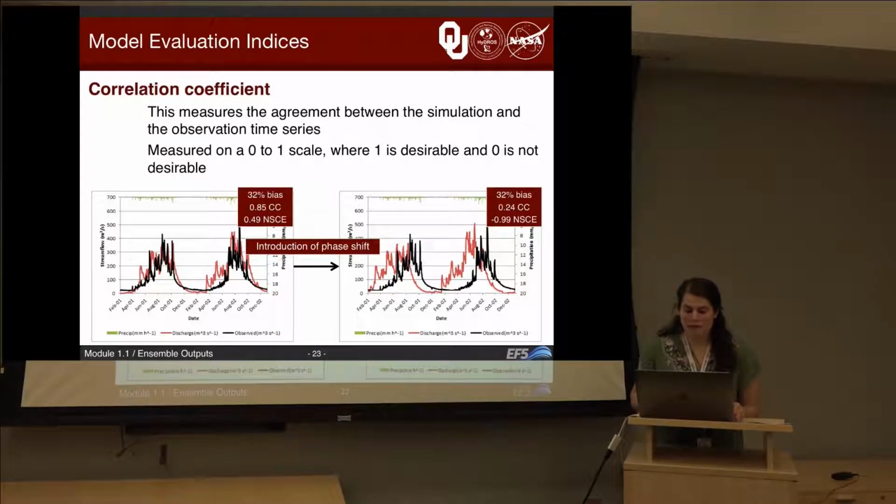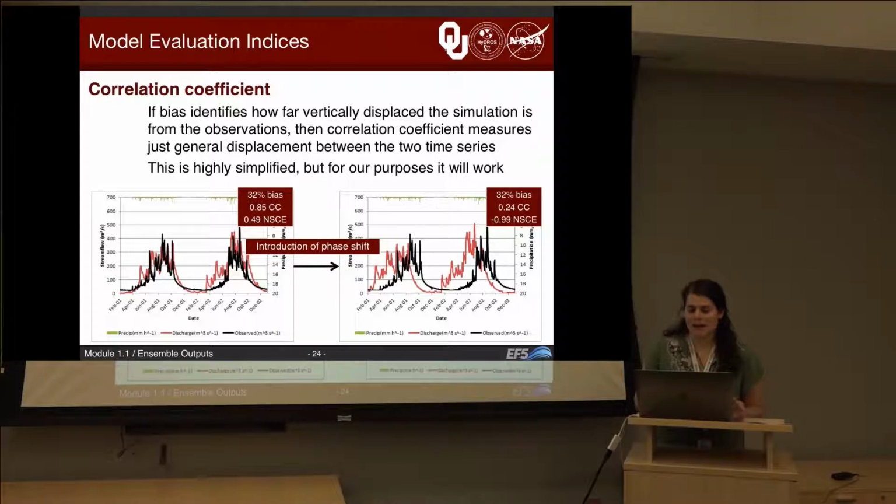So if we look at the figures on the bottom, we see that the peaks look pretty well aligned. However, we introduced a phase shift. So let's say we move the time series over a month or two. We can see that the red and the black don't overlap as well. And so we have a lower correlation coefficient because of that. So we think about bias, and it identifies how far vertically displaced the simulation is from the observations. Then we can think of correlation coefficient as measuring the general displacement between the two time series. So this example is highly simplified, but for our purposes and understandings, it works.